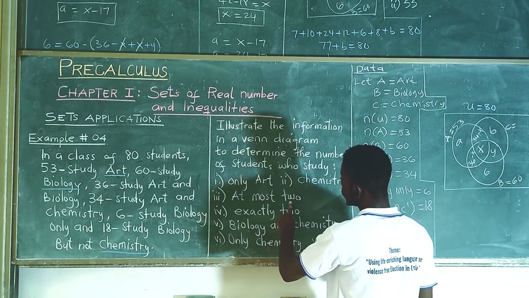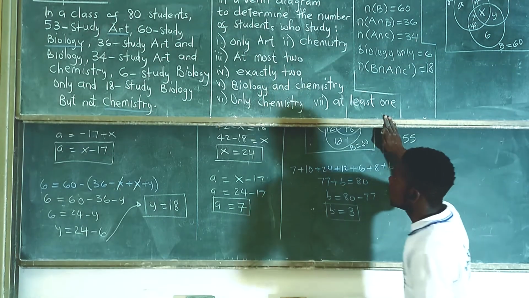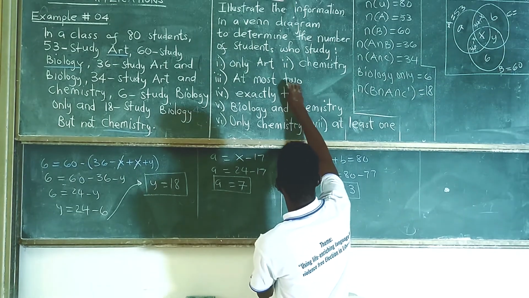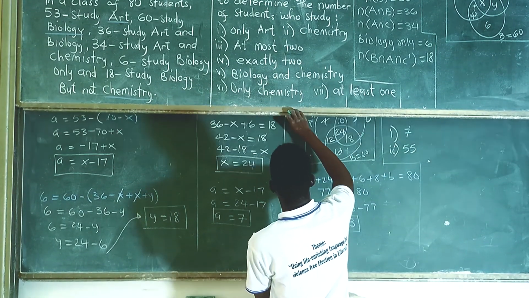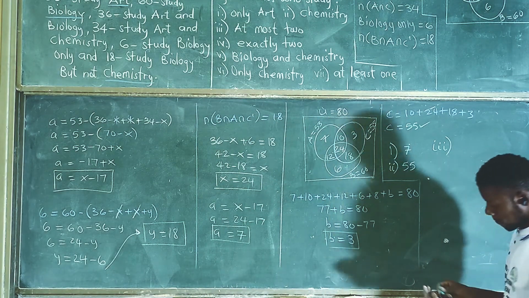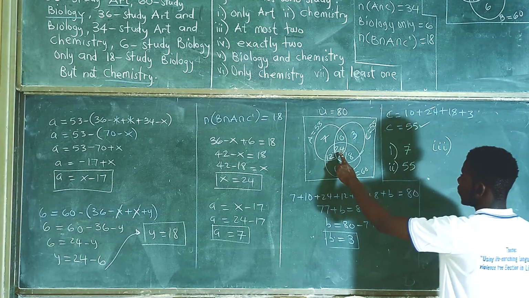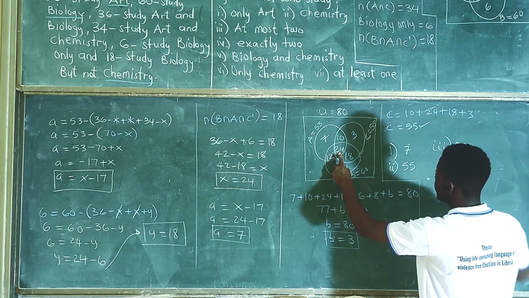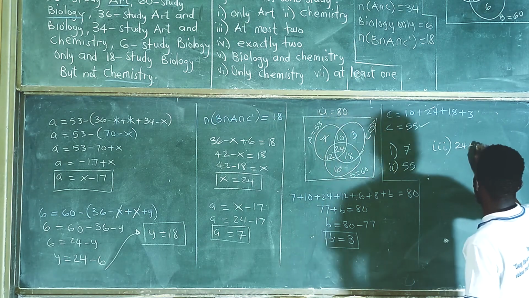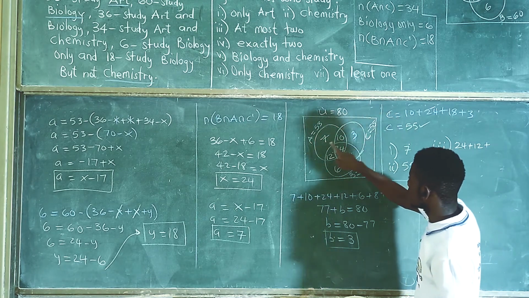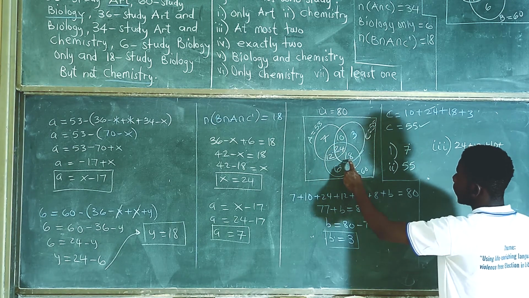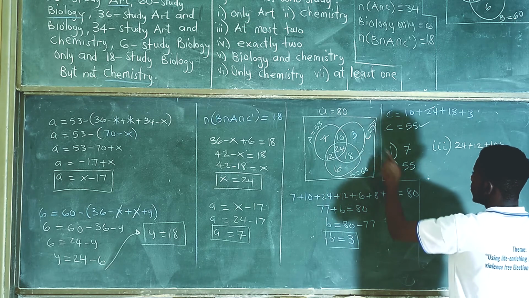At most 2. How many students study at most 2 subjects? Again, at most means from that particular value downward. So from 2 downwards, how many students study 1 subject and 2 subjects? So we have how many students study 1 subject? 24. And how many students study 2 subjects? 2 subjects will be this, which is art and biology, 12. And this, which is art and chemistry, 10. And this, which is biology and chemistry, 18.